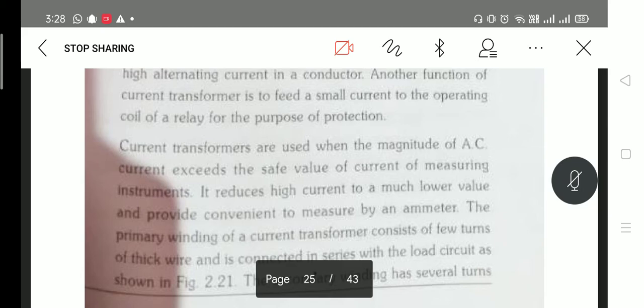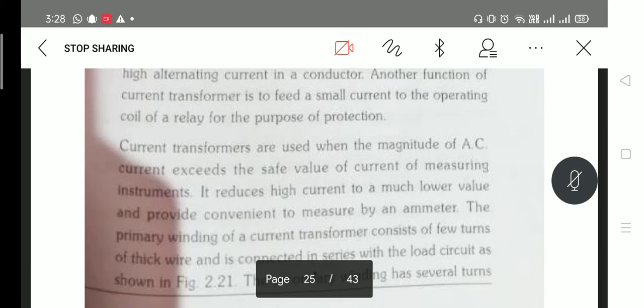Okay, it reduces the high amount of current to a lower value. Whenever we require a higher amount to be brought to a lower value, in those cases we can reduce that high amount of current into a low amount of current for use with the ammeter.